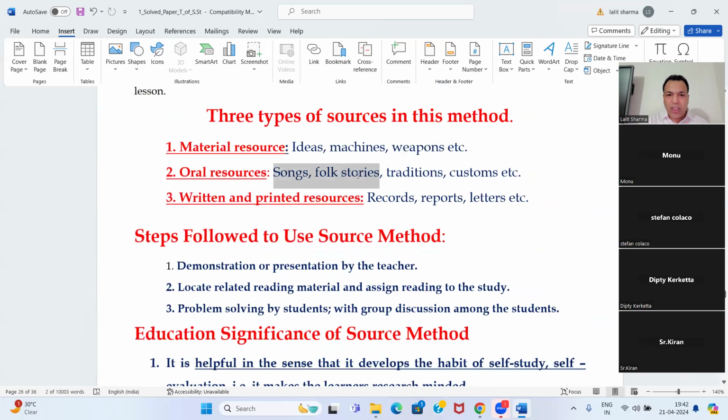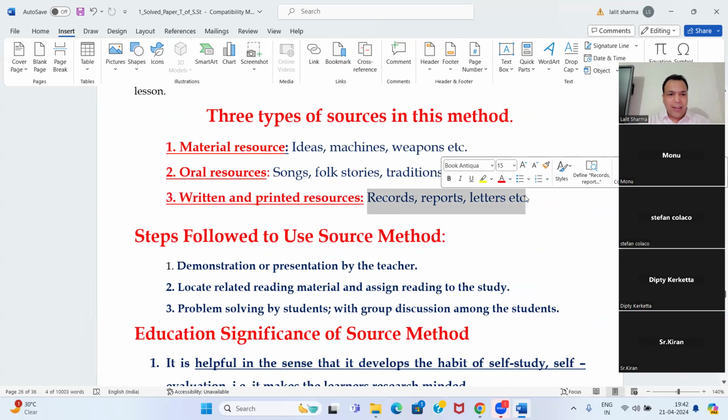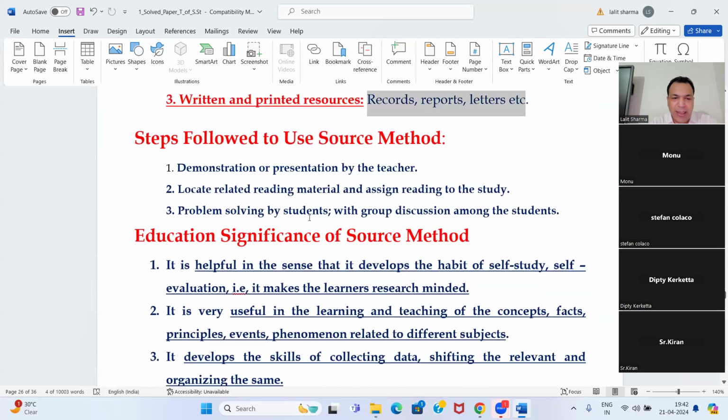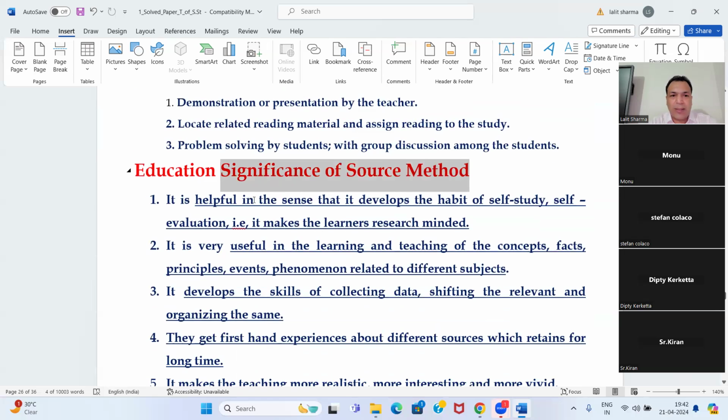Oral sources हो गए, songs, folk stories, traditional. Written and printed sources, records, reports and letters, right. तो ये टाइप्स हैं सोर्स मेथड के सोर्सेस के. एजुकेशनल सिग्निफिकेंस क्या है सोर्स मेथड की?